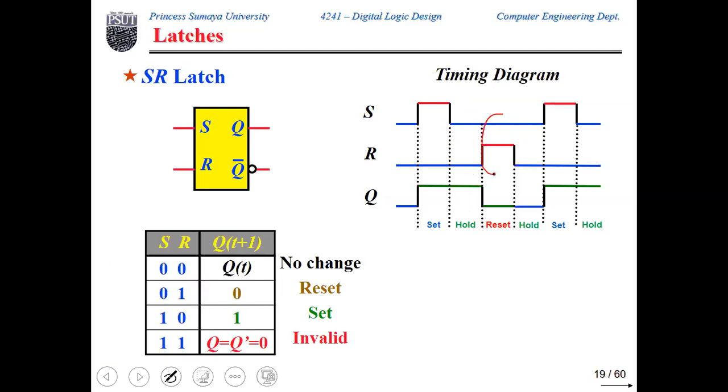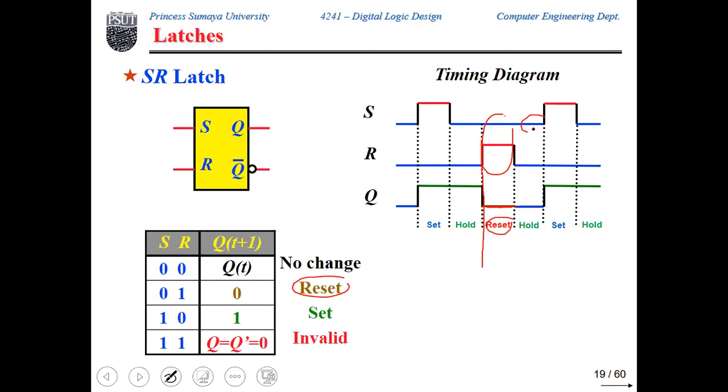S is 0 and R is set to 1. This implies a reset operation. Starting from this instant of time, regardless of the previous value of Q, I don't need to look back in time to see the previous value of Q, because it is a reset operation. Q is forced to 0.